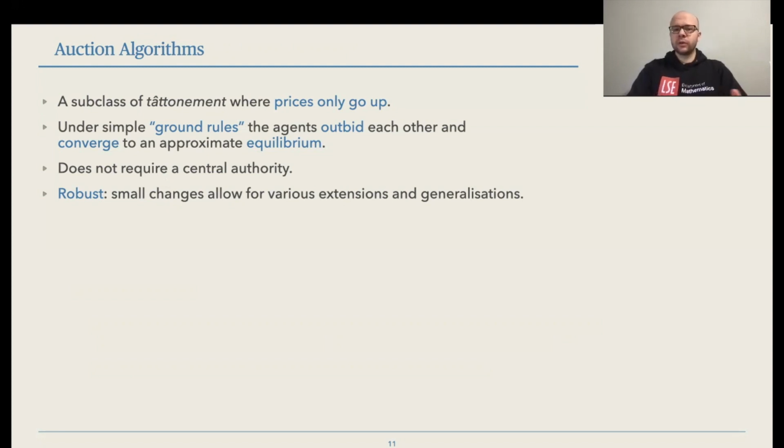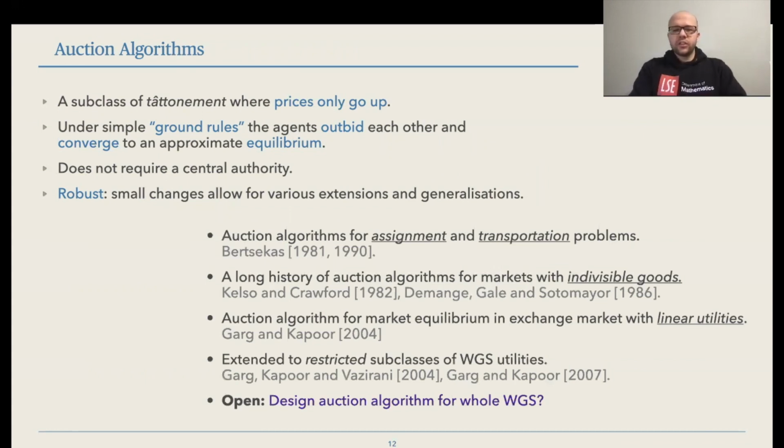As such, this does not require a central authority, as in tâtonnement, that would collect all the demands and then determine what happens with the price, but rather, through this process, the agents themselves find the prices. Another benefit of auction algorithms is that they are robust, meaning that small changes allow for various extensions and generalizations. There has been a lot of work on auction algorithms, and they were introduced already in the 80s and 90s for the assignment and transportation problem. Another setting where auction algorithms are really interesting is indivisible goods, that is, when the goods cannot be divided into several pieces. In this case, gross substitutes is an if and only if condition for when the auction algorithm works.